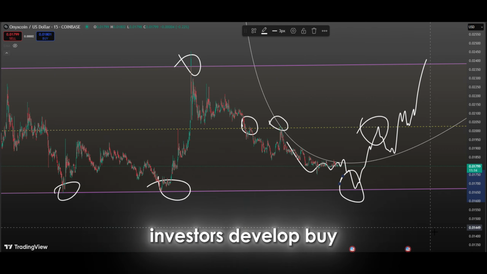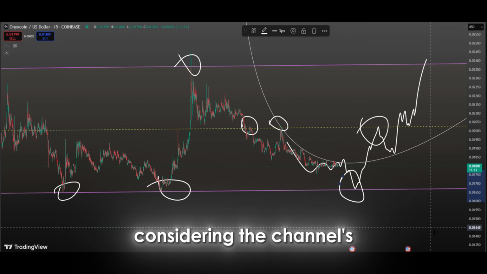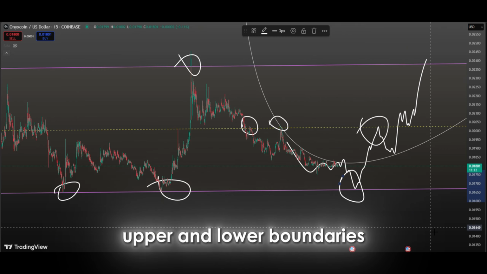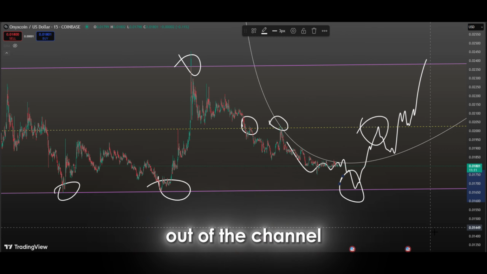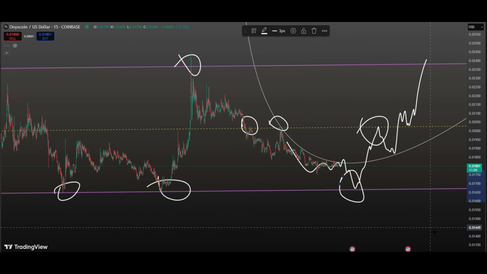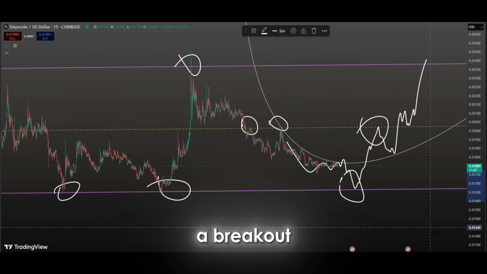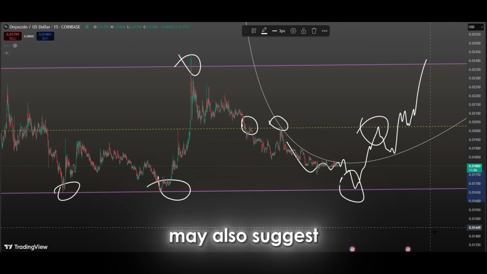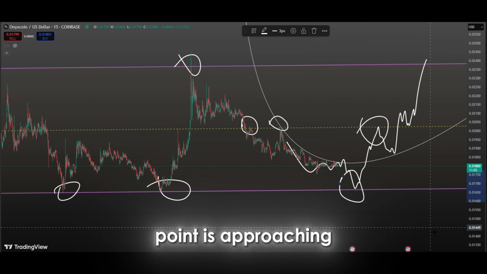This shows that investors develop buy-sell strategies by considering the channel's upper and lower boundaries, which is why the price struggles to break out of the channel. However, these channel patterns do not last forever. There is always the potential for a breakout. The current pattern may also suggest that a decision point is approaching.